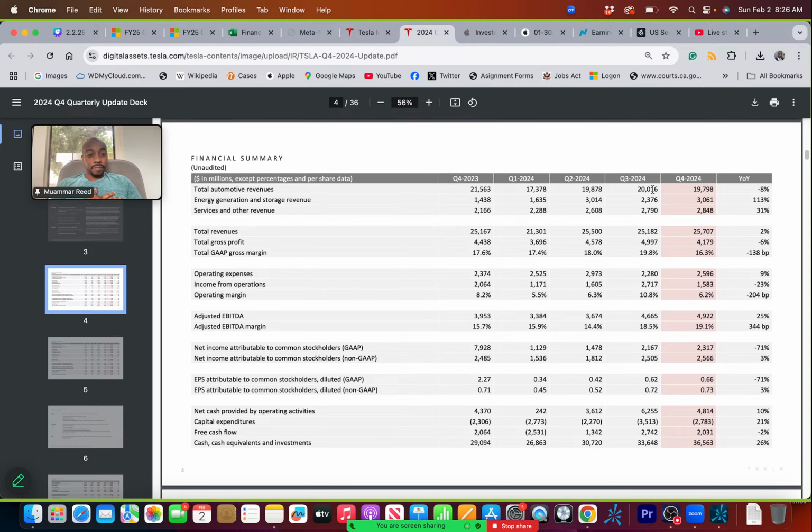In quarter three of 2024, they had 20 billion in automotive revenues. And then this quarter, it's down. Year over year, their sales from selling cars are down 8%.